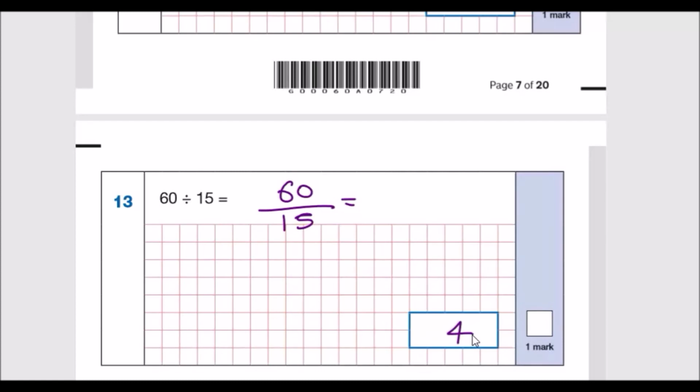Cancel down. If you look at these numbers, clearly they're in the 5 times table. So divide the top and bottom by 5. There are 12 5s in 60 and there are 3 5s in 15. Now we notice that these are in the 3 times table, so 12 divided by 3 is easily 4. So that is all said and done.